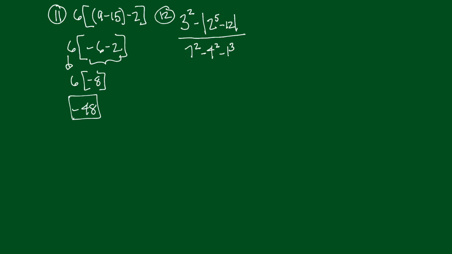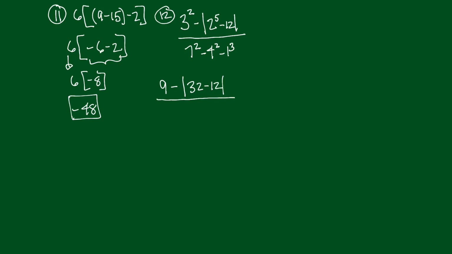3 squared, okay, I'm going to work with this one first. All right, 3 squared, that's a 9, minus. Now, what about inside this absolute value? I got 2 to the 5th minus 12. Now, 2 to the 5th is 2 times 2 times 2 times 2 times 2, right? 5 2's there. That's a 32 minus 12, all right? That's as much as I'm going to do on the top right now.